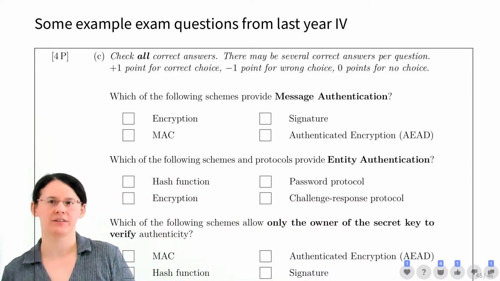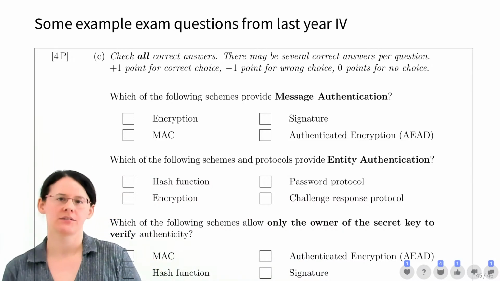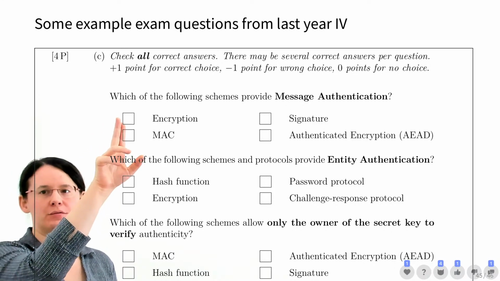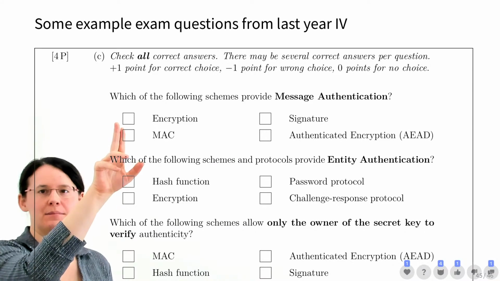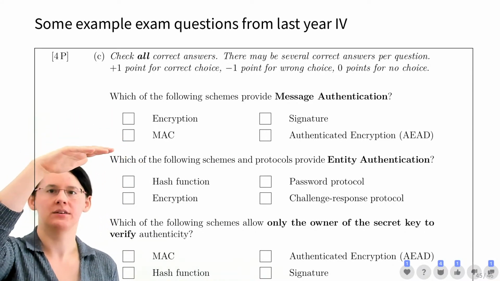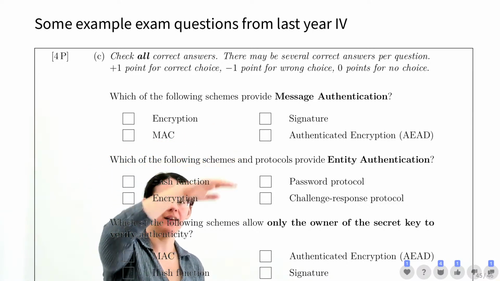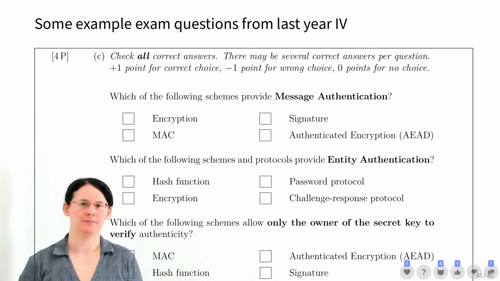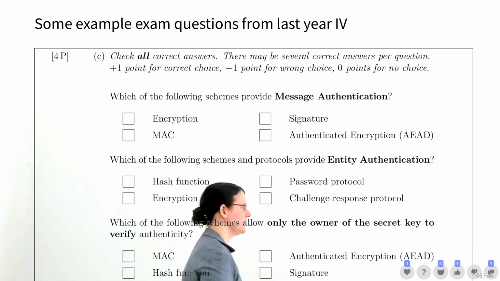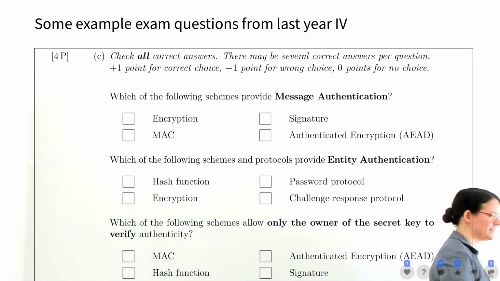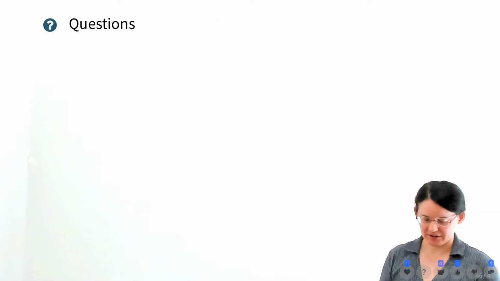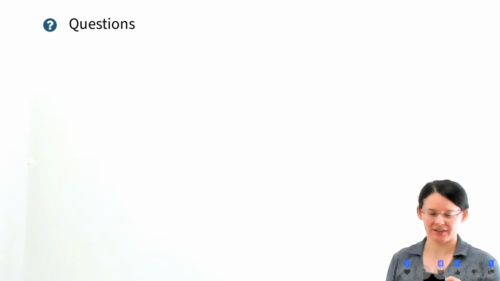So you might actually recognize some of these questions. So these are sometimes also multiple choice. Like for example, tick all of the following schemes which provide message authentication. Like for example, encryption doesn't, but MACs do, signatures do as well, and authenticated encryption also provides message authentication. Something like that. You can have a look at those questions in more peace based on the slides that are going to be online.